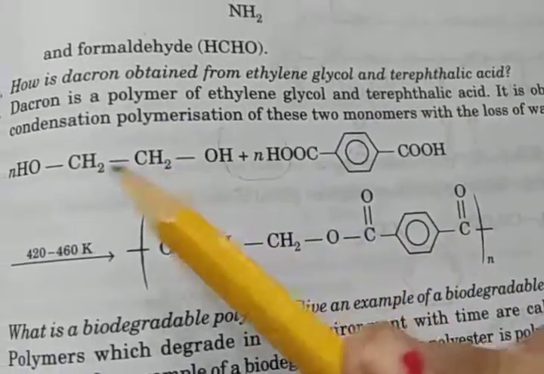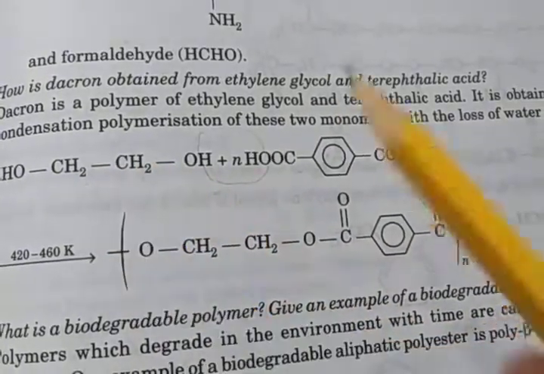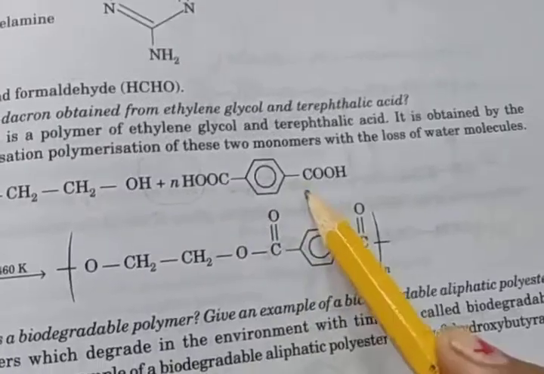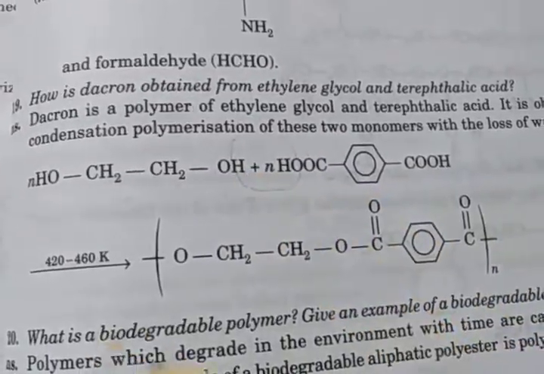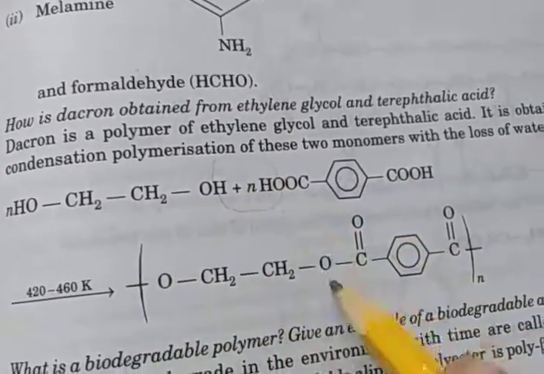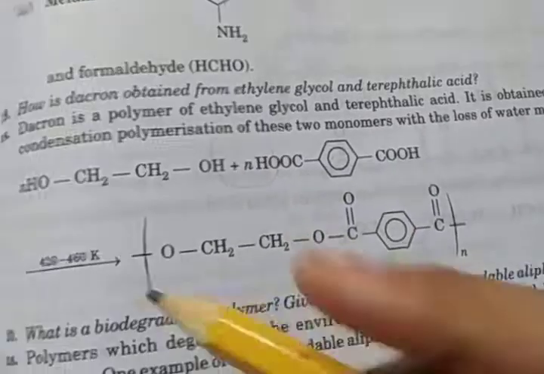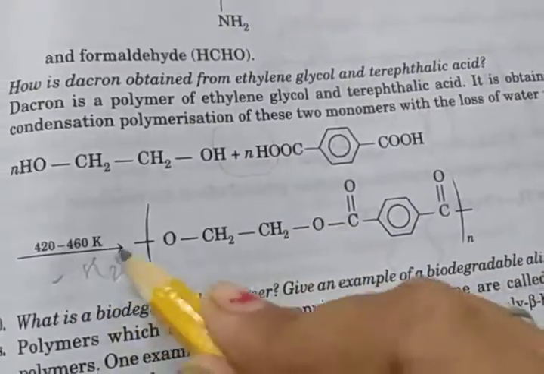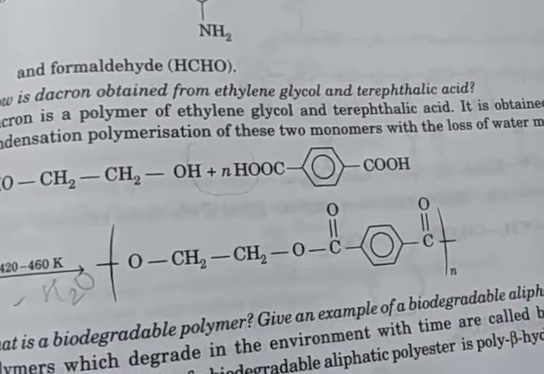So Dacron is a polymer of ethylene glycol and terephthalic acid, and it is obtained by condensation polymerization of these two monomer units, because it occurs with loss of water. So it is known as condensation polymerization.